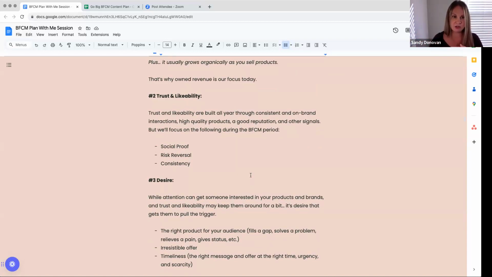Risk reversal also builds trust. Do you have a guarantee? Do you have a return policy posted? Consistency is something else. Again, are you always available? Do you respond to people when they comment on your social posts? Are you showing up in their inbox consistently? All of that is going to build trust and likability for your brand.